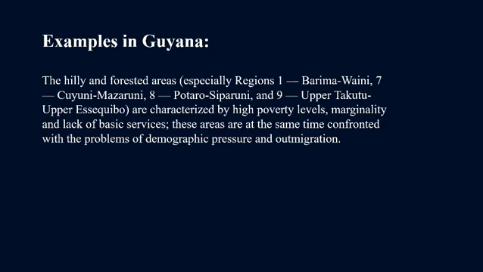Now we're going to look at some examples in Guyana. So in Guyana, the hilly and forested regions like Barama-Waini, Cuyuni-Mazaruni, Potaro-Siparuni, Upper Takutu, and Upper Essequibo may also face high poverty levels, limited services, and difficult living conditions. So these might also be challenging, combined with population pressure that may have led many people to move away from these areas due to these reasons.